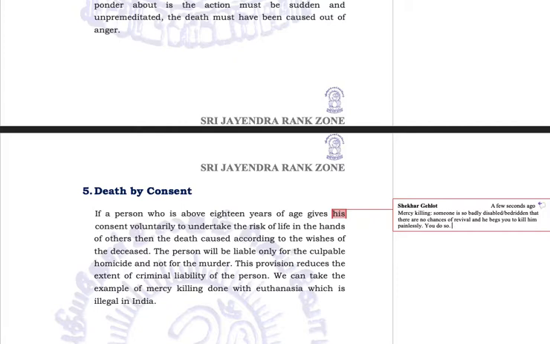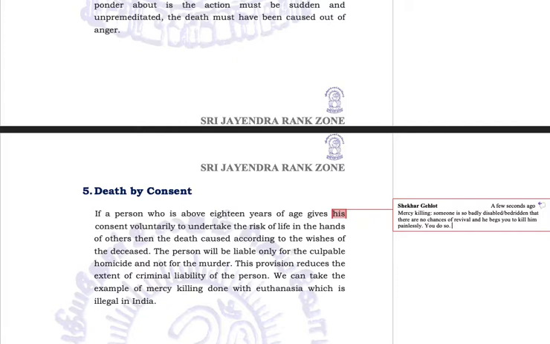But the person who is giving you consent should be above 18 years of age and should not be of unsound mind, because 18 years is the minimum age of consent. If a person below 18 gives consent to committing any crime against him, that consent is not valid in law, and the one acting on that consent will be completely liable for the crime.